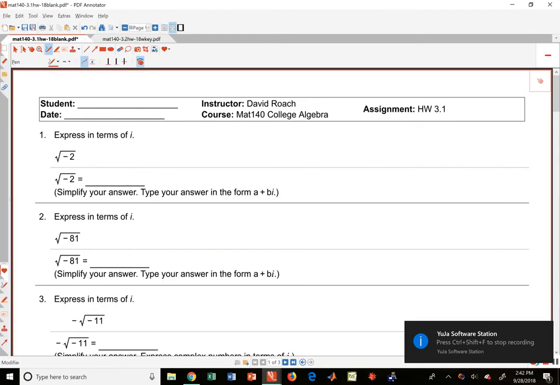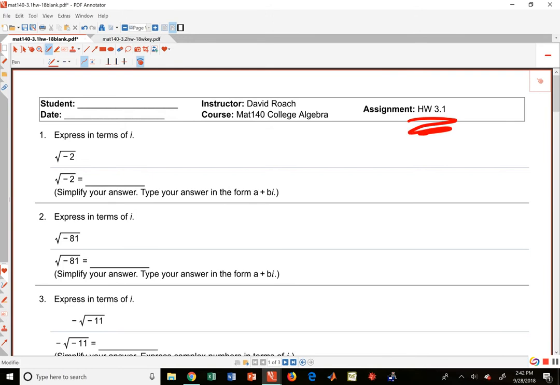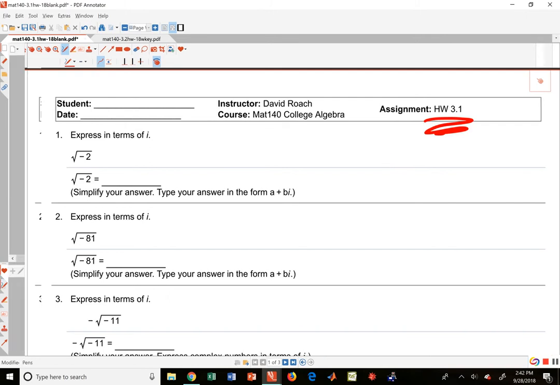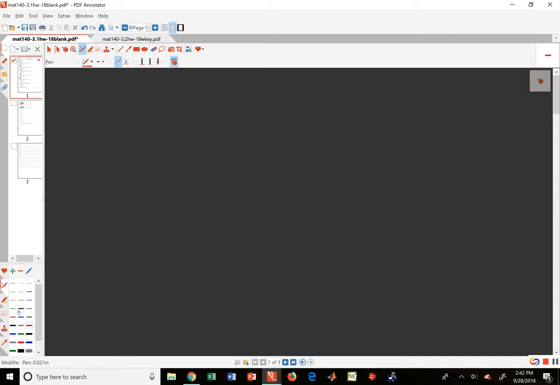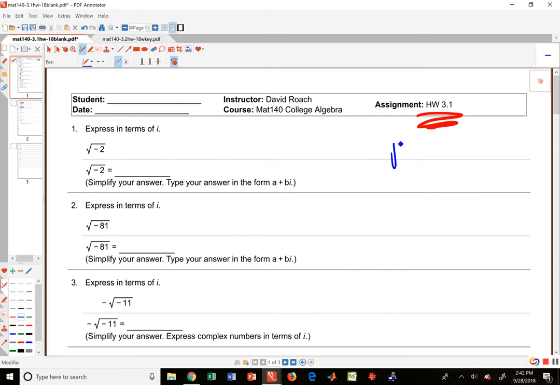Hey, I want to do a video from section 3.1. It's about complex numbers, or what we call imaginary numbers. And then complex numbers is a combination of real numbers and imaginary numbers. So the idea is we don't know what the square root of a negative number is. It's undefined, right? But we go ahead and say, let's create something that's not real. It's imaginary. It's the square root of -1 is i.